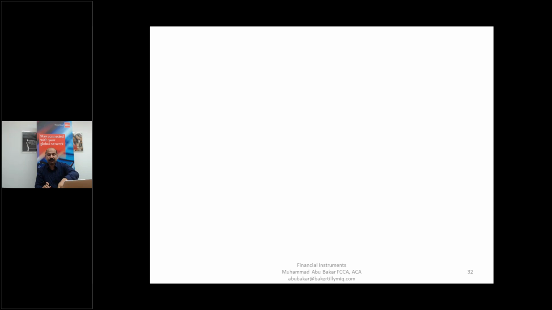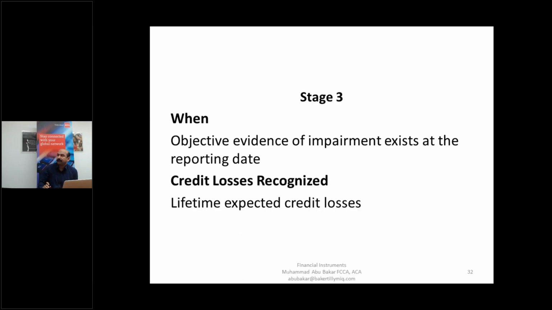Then is basically stage 3. If the credit risk of a financial asset increases further to a point where it is considered to be credit impaired, it falls into stage 3 of the model, as objective evidence of the impairment exists at the reporting date. If these financial assets fall into stage 3, then you will have to recognize the lifetime expected credit losses, as we can see in case of stage 2.